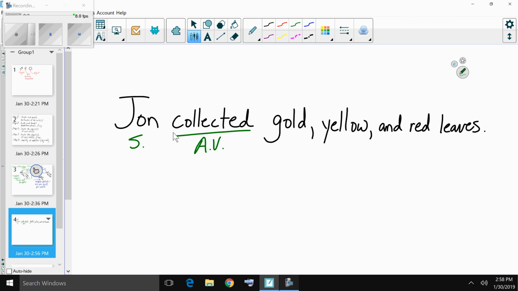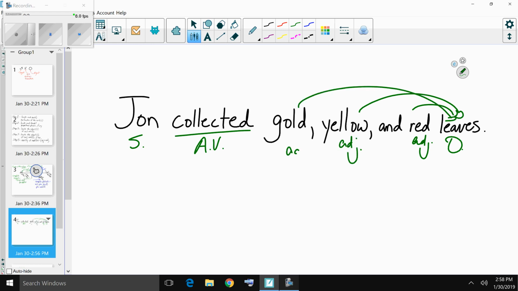Next step. Locate the objects of each verb in the sentence. So, the object: yellow leaves. Just the word leaves, because remember, objects and subjects can only be nouns or pronouns. Okay, what's the next step? Find modifiers. Red modifies leaves, an adjective. Good. Yellow modifies leaves, an adjective. Good. Gold modifies leaves, an adjective. Good.